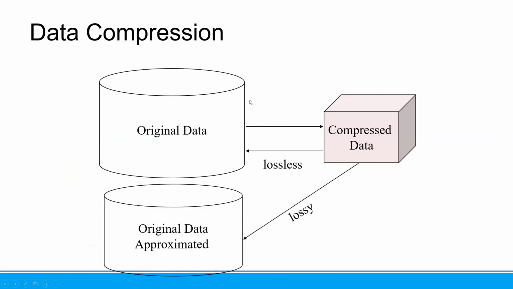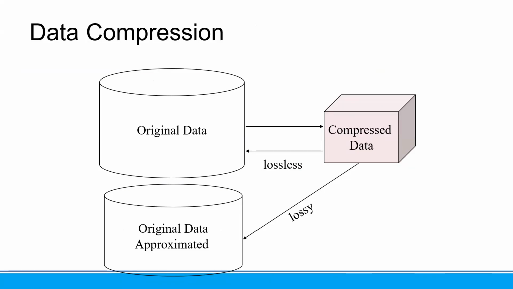So the types of data compression, we can have lossless and lossy. Lossless means when you have the original data and then you compress the data, once you want to return back to the original data, you can get the real original data. So there is no loss when you compress the data.